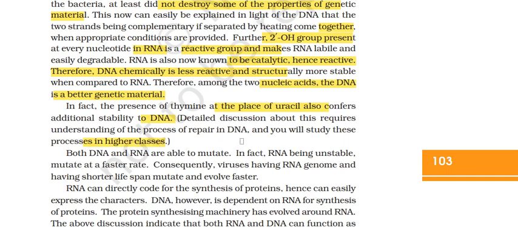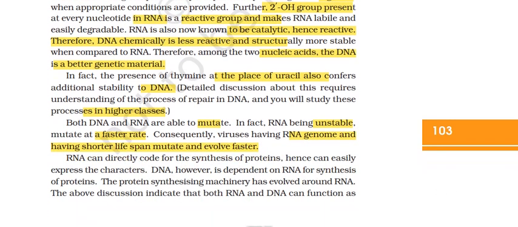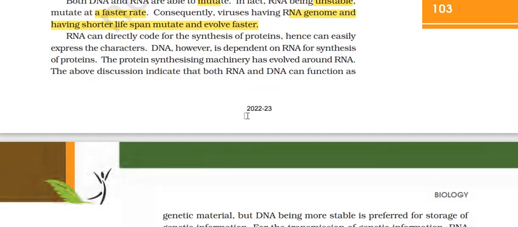Both DNA and RNA are able to mutate. In fact, RNA being unstable mutates at a faster rate. क्योंकि वो unstable है, तो वो mutation भी जल्दी करेगा because it's really reactive as well. Consequently, viruses having RNA genome and having shorter lifespan mutate and evolve faster. ऐसे viruses जिनमें RNA acts as a genetic material जल्दी mutate करते हैं और evolve भी बहुत जल्दी होते हैं, ठीक, because वो unstable होता है, वो बहुत reactive होता है.